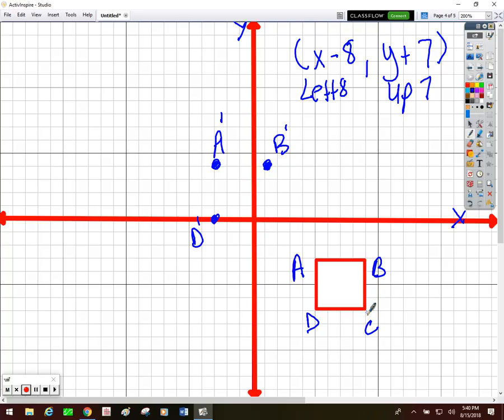All right, here's C. Let's go 8 left. 1, 2, 3, 4, 5, 6, 7, 8. 1, 2, 3, 4, 5, 6, 7. There is C prime. And when I finish, just connect the dots. Okay. Again, we have a congruent figure, same shape, same size, same angle measurement, same everything. Okay. All right. Let's see what we got. How does that feel? Pretty good.